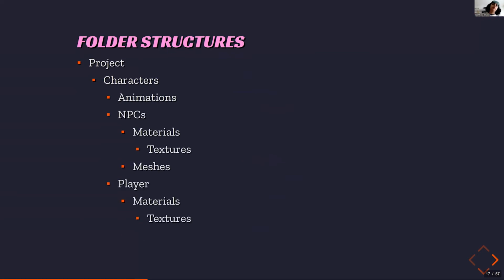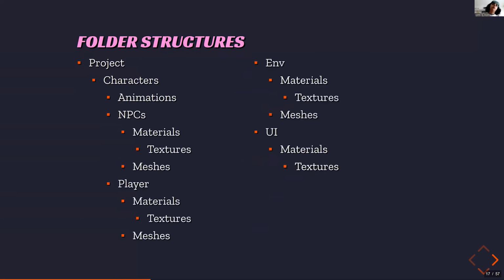This is how it should look for only assets. In a 3D game with UI, you have the characters, the environment, and the props. You have the UI, and in each of them you have materials, and inside the materials the textures. You also have meshes for the non-UI, and you have also animations specifically for the characters.